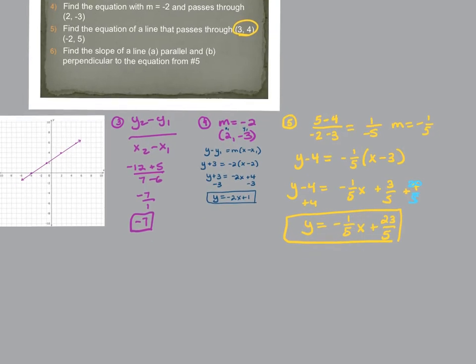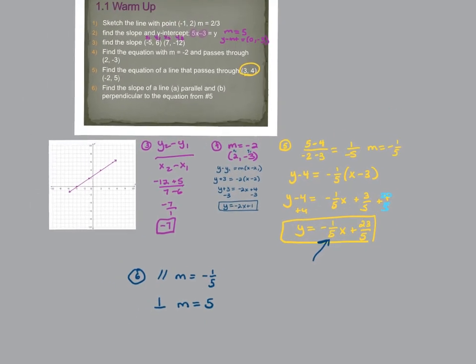And the last question says, find the slope of a line A parallel to and B perpendicular to the equation from number 5. So I'm going to look at the slope here for number 5, and it is -1/5, which means that the slope of a line that's parallel to this is going to be the same, -1/5. And the slope of a line that is perpendicular to this would be the opposite reciprocal, which is +5.